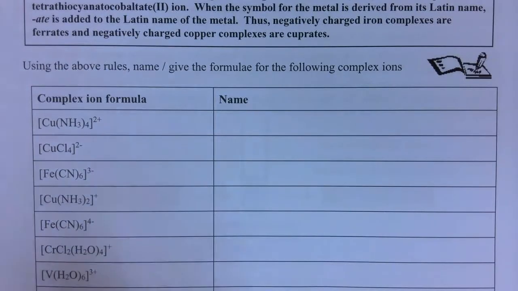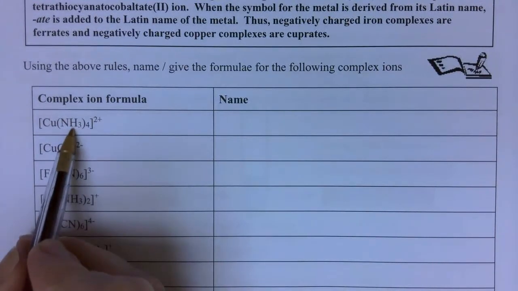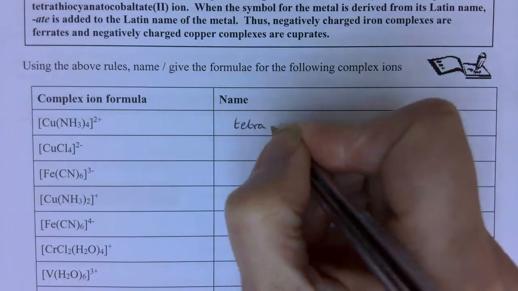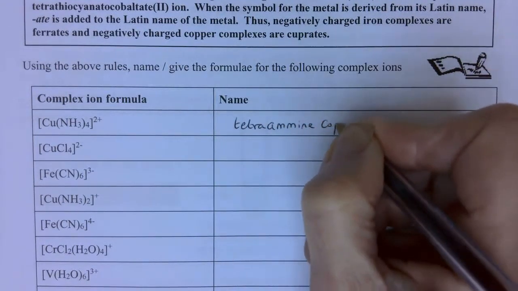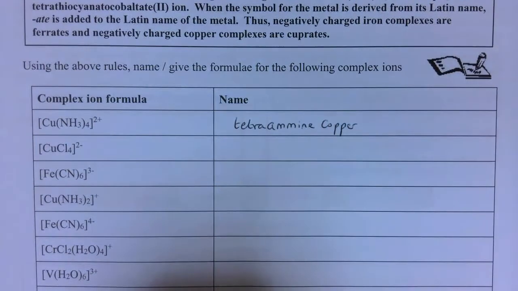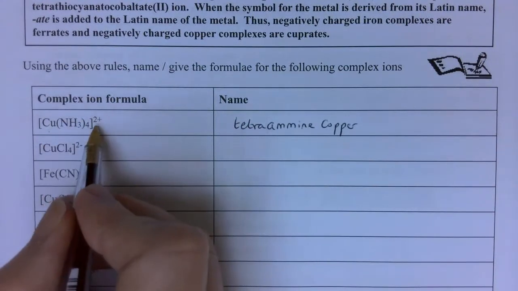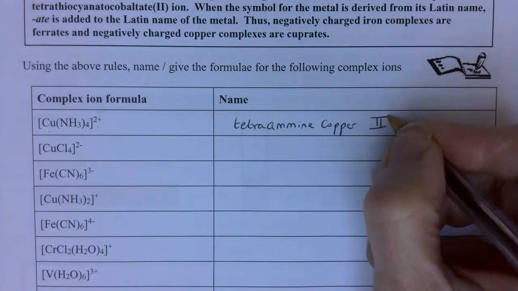In the first of these examples, I've got four ligands, four ammonia ligands. And if you remember, the ammonia has a common name, ammine. So this is tetra, meaning four, ammine, don't forget the double M, copper. And then we give the Roman numeral for the oxidation number of the metal. Because here ammonia is neutral, the metal has the same oxidation number as the charge of the complex. So this is tetraamminecopper(II).